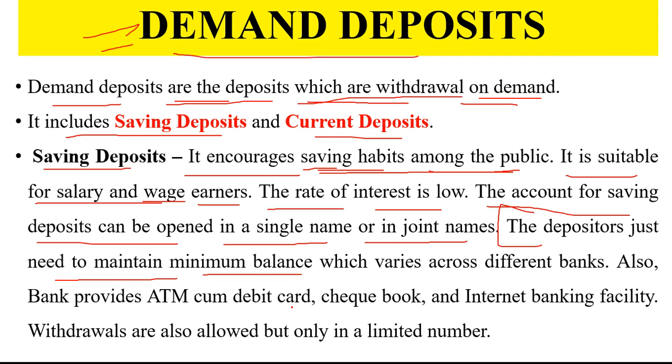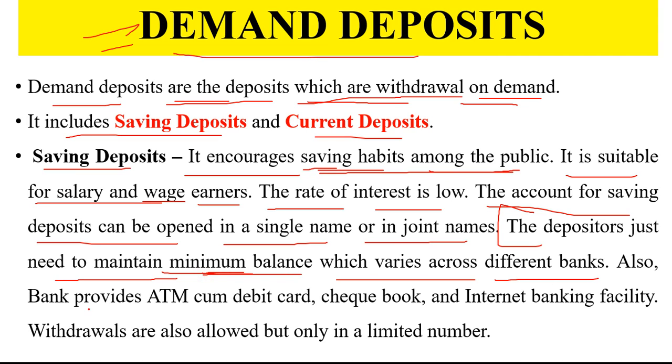Okay, now depositors are required, whenever they open a saving account, to maintain some minimum balance in their account. Now this minimum balance varies across different banks. Each bank has kept different criteria for saving accounts. For example, if you have a saving account in Bank of Maharashtra, you are required to maintain a minimum balance of 2000 rupees compulsory in your saving account.